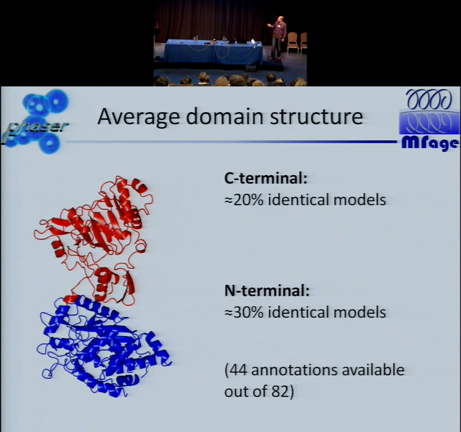You see, it's not actually correct. We have about 40 annotations out of the 80. The C-terminal closest homologs are about 20%. The N-terminal is slightly higher. The correct one would be somewhere here. But just based on the fact that this is done only on sequence and not on the structure, I would say this is a fairly good result.